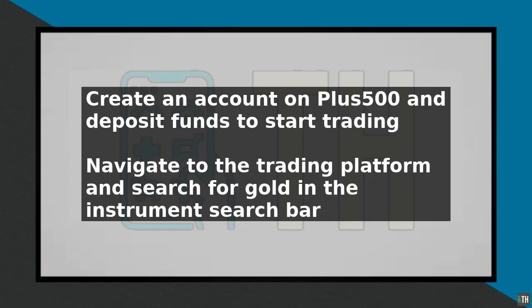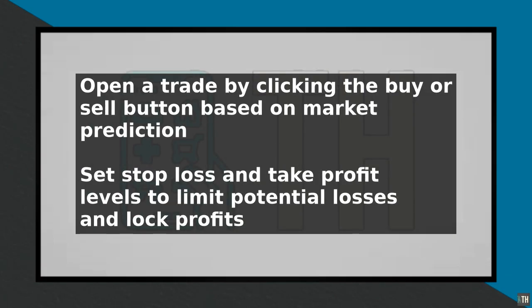examples, and best practices. First, you need to create an account on Plus500 and deposit funds. Once your account is activated, you can navigate to the trading platform and search for gold in the instrument search bar. Plus500 offers gold trading in the form of CFDs, which allows you to speculate on the price movement of gold without actually owning the physical asset.